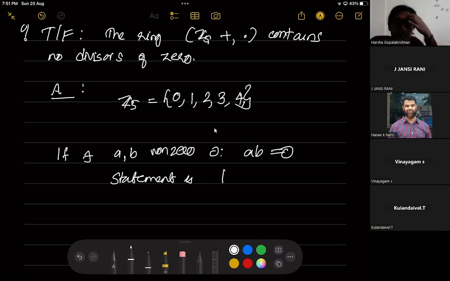Does anyone have a doubt here? It is just like we are just applying the definition. Any doubt? If no doubt, we can do one more question on the divisors of 0.